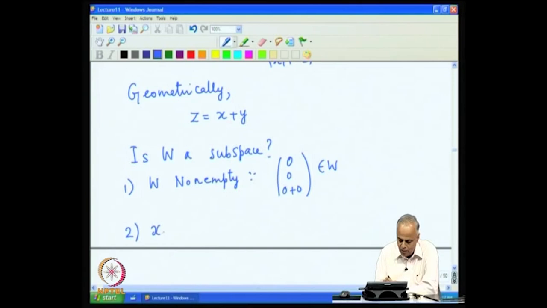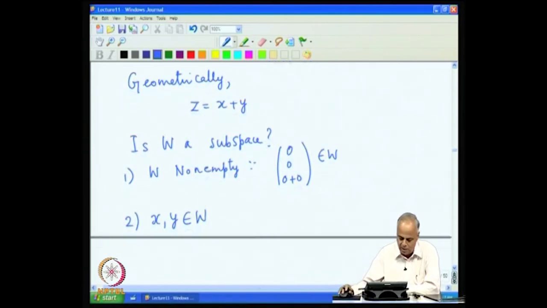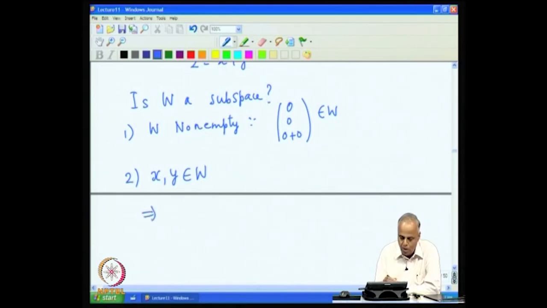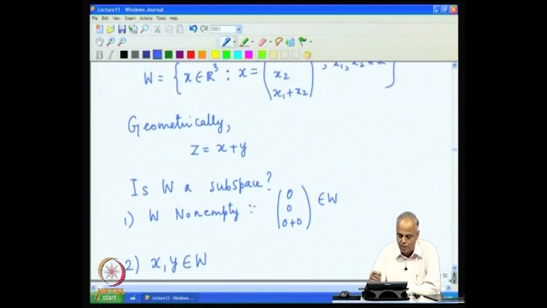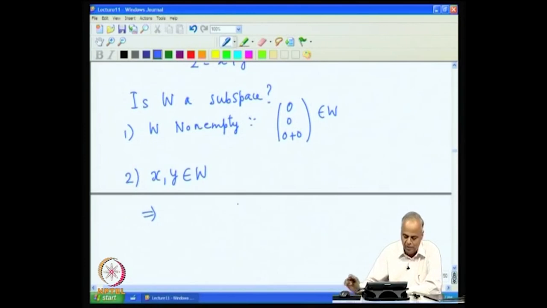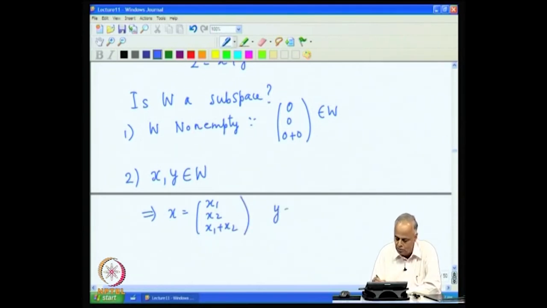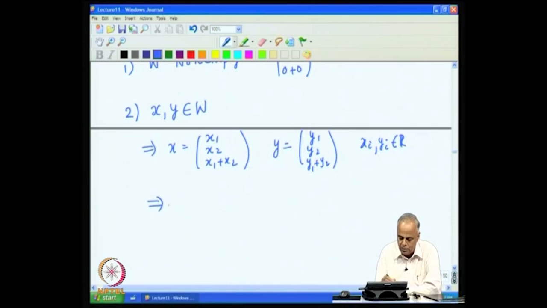And then, the next thing that we have to verify is that it is closed under addition. If you take two vectors in W, geometrically what does this mean? These two vectors are in this plane. If you take two vectors in the plane, their sum is also in the plane. That is what we are going to verify algebraically. X must be of the form (x1, x2, x1 plus x2). Y must be of the form (y1, y2, y1 plus y2), and of course, all these xi's and yi's belong to the real numbers. Now, if I add these two vectors, what do I get?